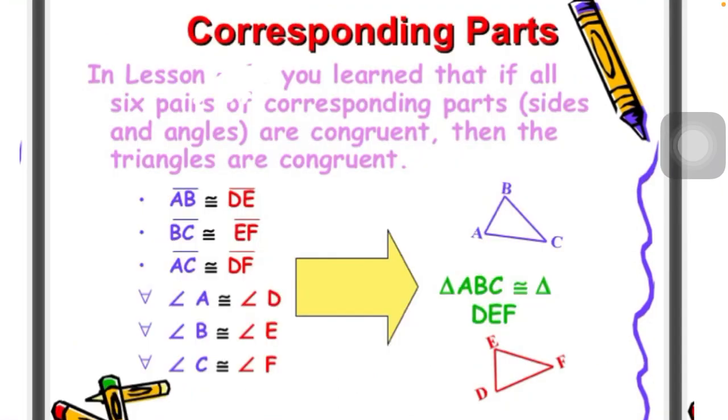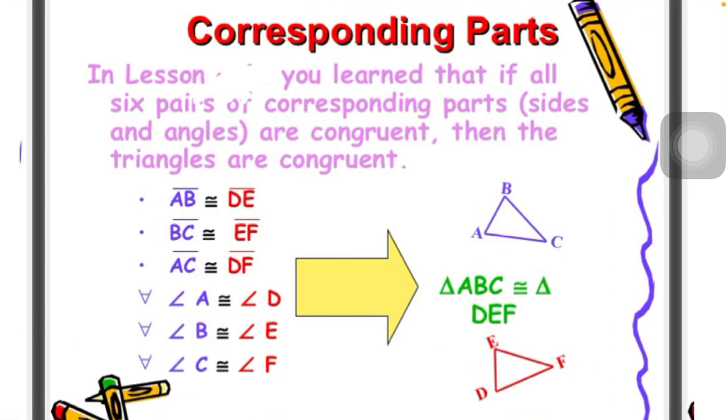What we need is the corresponding parts. Yes, the corresponding parts. What are they? The corresponding parts are the sides and angles of the triangle which are corresponding. Let's suppose I have two triangles ABC and DEF. Here my corresponding parts are AB corresponding to DE, BC corresponding to EF, AC corresponding to DF. So these are my corresponding sides. Now my corresponding angles are angle A corresponding to D, angle B corresponding to E, angle C corresponding to F.